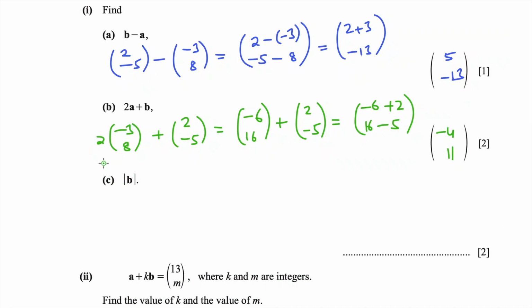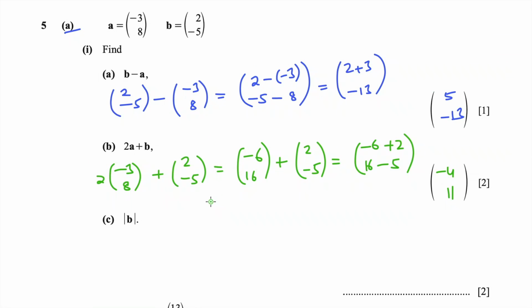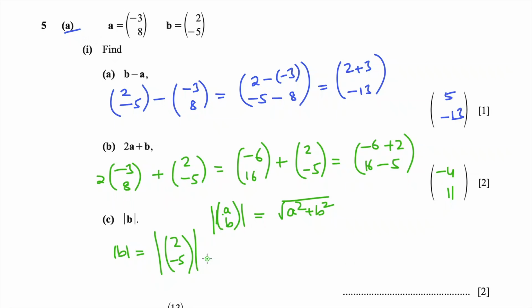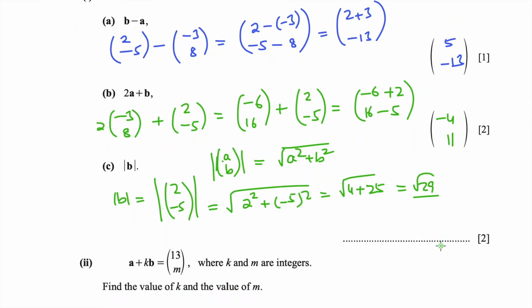And then part C, modulus of B. So we know that the modulus of a vector (a, b) is nothing but the square root of a square plus b square. So therefore the modulus of B is the modulus of the vector (2, -5), which is nothing but the square root of 2 square plus minus 5 whole square, which is 4 plus 25, which is the square root of 29. And if I calculate the square root of 29 using a calculator, the answer would be 5.385.